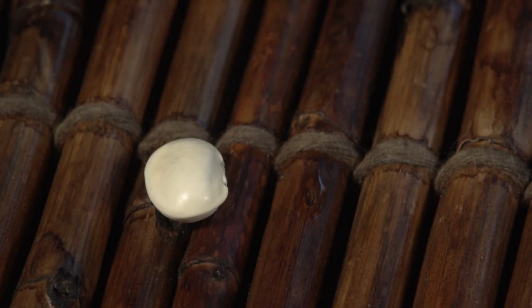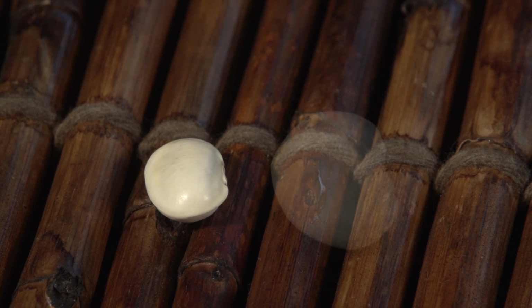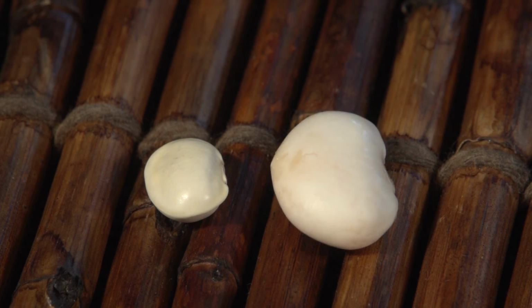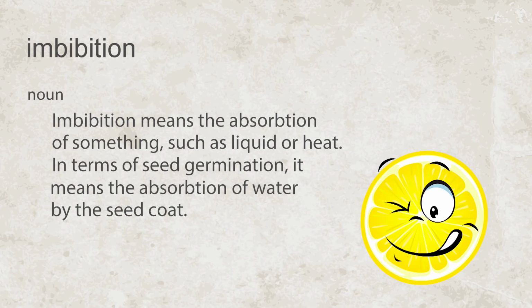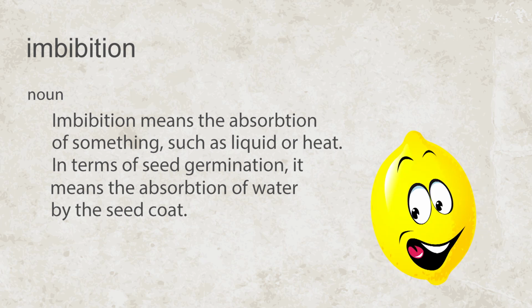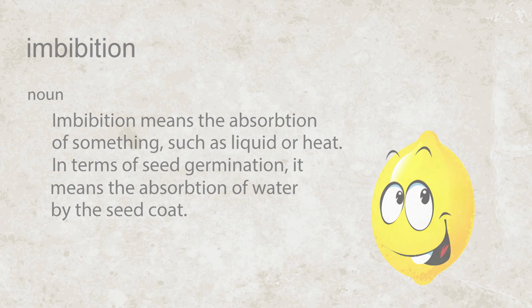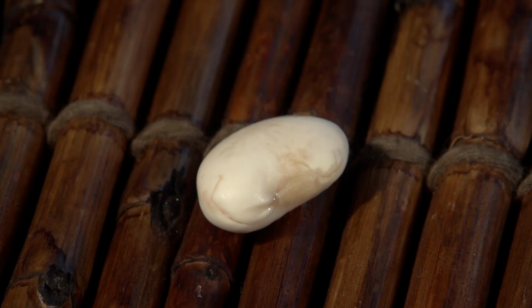As the first step in germination, the seed starts taking up water through the seed coat, which was dry while the seed was dormant. This is also referred to as imbibition. Imbibition means the absorption of something, such as liquid or heat. In terms of seed germination, it means the absorption of water by the seed coat. Imbibition causes the seed coat to soften and the micropyle to open, after which the seed can take water up faster. Metabolism now starts in the seed.